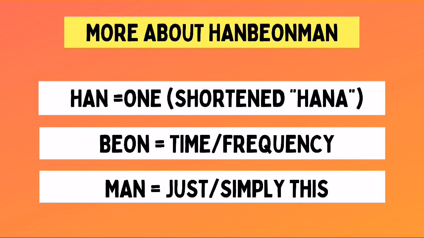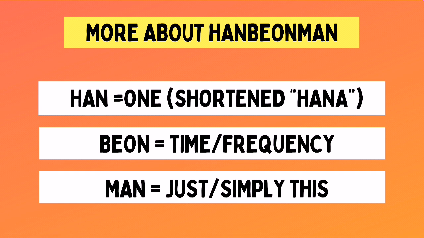The word 한 번만 can be divided into 3. 한 번만. The first part is han, which actually came from our word for today, which is hana. And this indicates number 1, or the quantity, which is just 1. The second part is bon, and it actually pertains to a time or a certain chance to do something. And the last part is man, and this is used to say just or simply this.